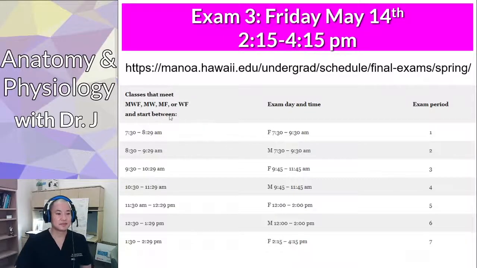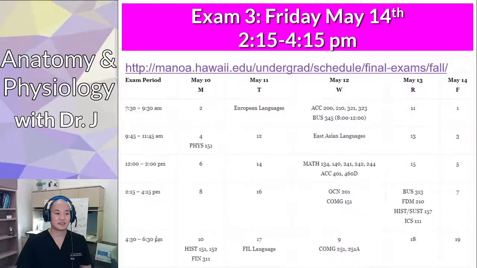Alright, so exam 3, and this is another thing. If you have your calendar open, it's not at 1:30 to 2:30, it's at a 2:15 to 4:15 p.m. time slot. So why? Because it's according to the final exam schedule. It's the same thing as last semester. Our class starts at 1:30. We are exam period 7. If you go to this link, exam period 7 is on May 14th from 2:15 to 4:15 p.m.